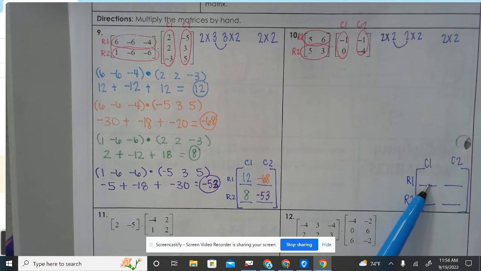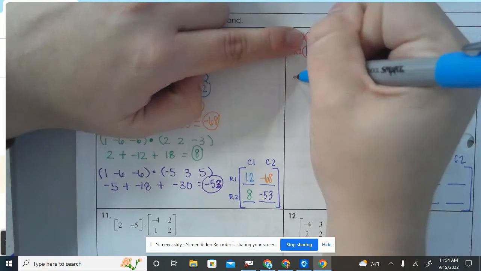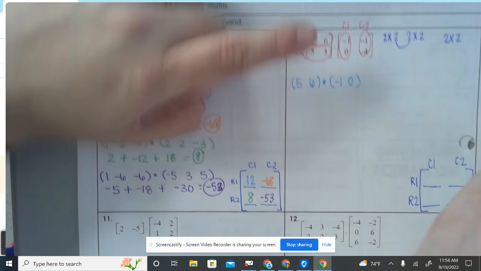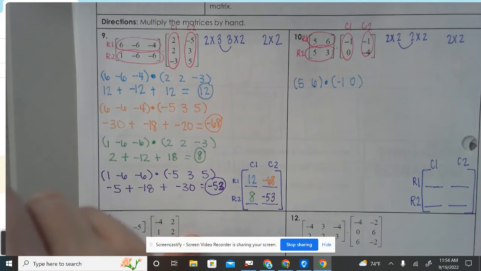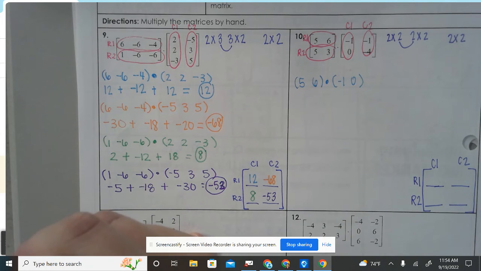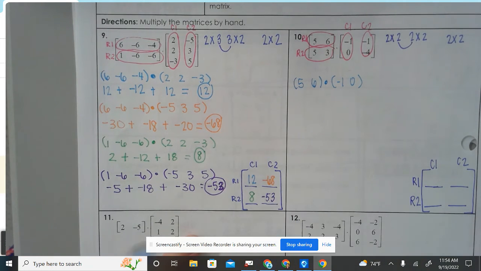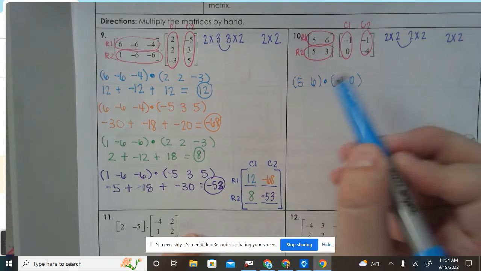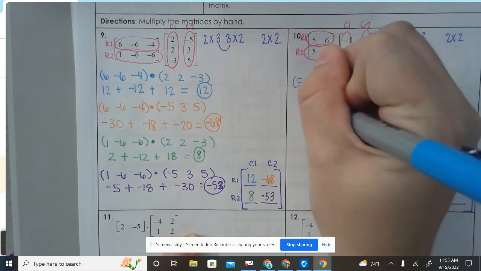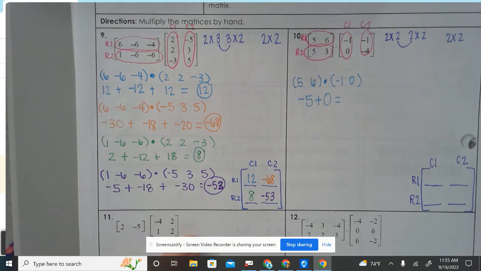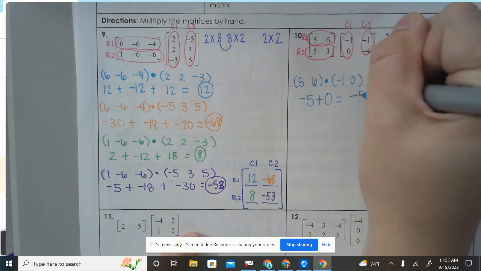So my first one, I'm going to do the dot product with row 1 and column 1. Does everybody know why I'm picking these 2 sets of numbers? If you don't, it's okay, speak up. So 5 times negative 1 is negative 5, and 6 times 0 is 0. So added together, we get negative 5.